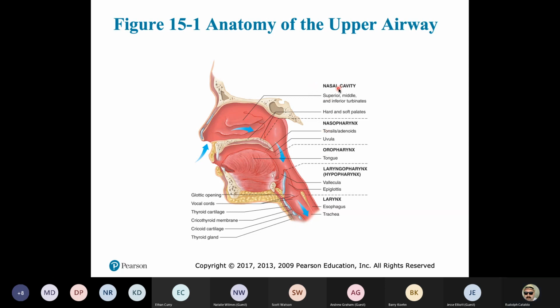So, nasal cavity. Does anybody know what our nose actually does before it brings air down to our lungs?